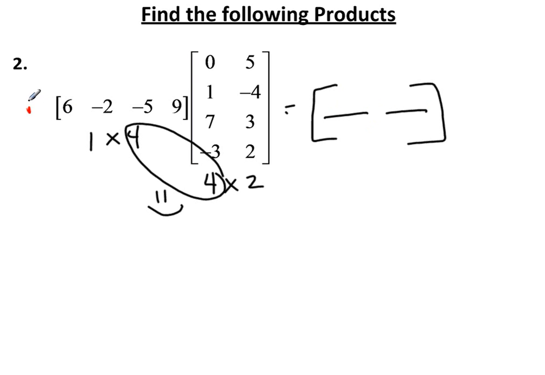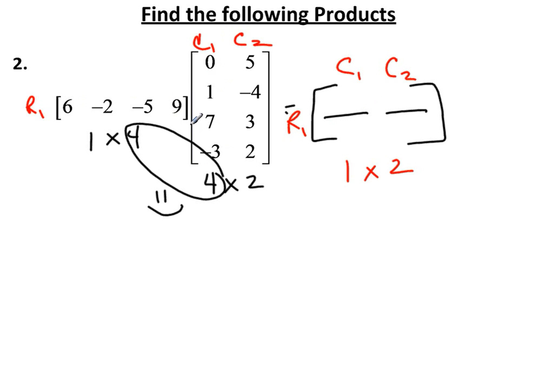Remember, we take the rows from here. There's only 1 row here. And these are column 1, column 2. And that's why this is a 1 by 2. Here's my 1 row, and here are my 2 columns. This is row 1, column 1, so I'm going to look at row 1 and column 1.